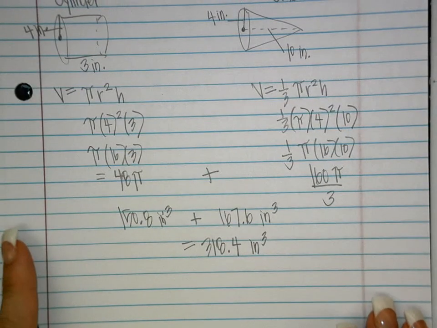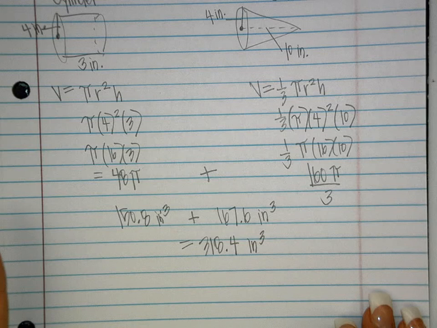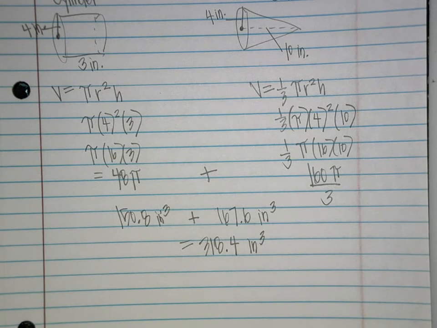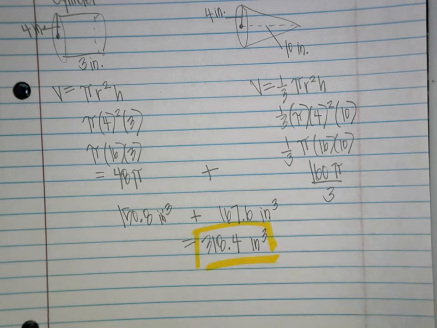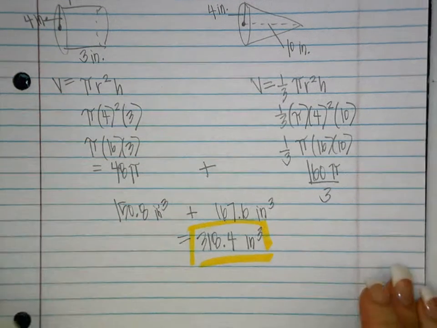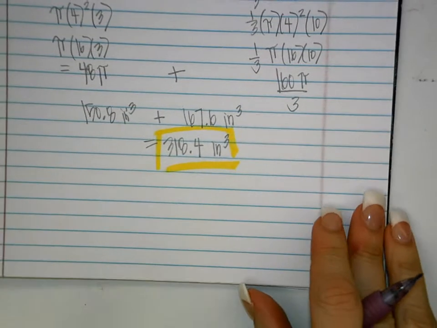So if you have a composite figure, literally all you have to do is figure out the volumes of the individual parts and then add them together. Find the volume of the parts and then add them together. Do we have questions on how I did that? No. Questions? Okay, I'm going to let you guys work on this for a little bit, and then we're going to do one more set of notes.